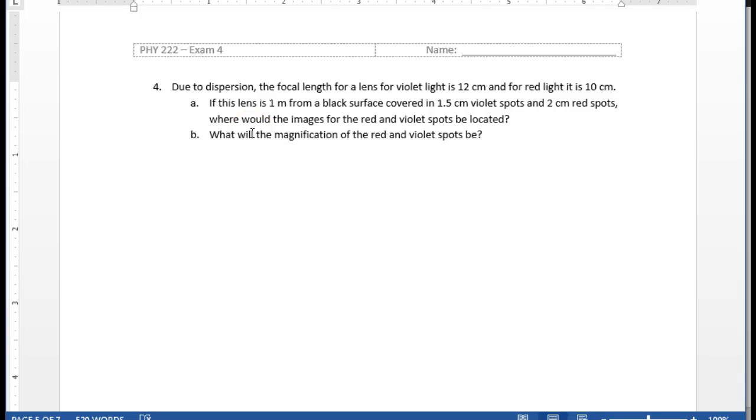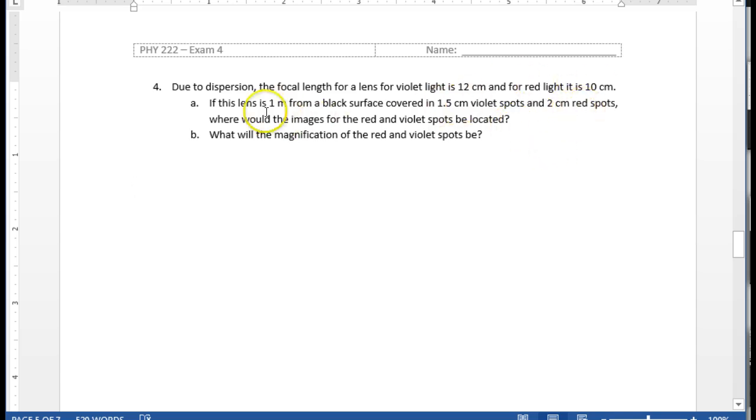Okay, exam 4, problem 4. We have a lens that has two different focal lengths, one for violet, one for red, due to dispersion. If this lens is 1 meter from a black surface covered in 1.5 centimeter violet dots and 2 centimeter red dots, where would the images for the red and violet spots be located?